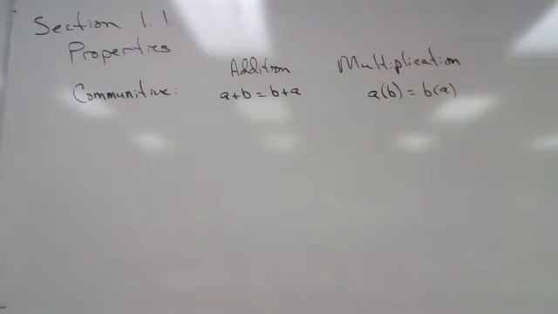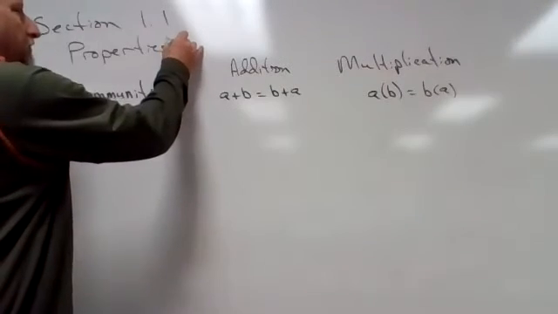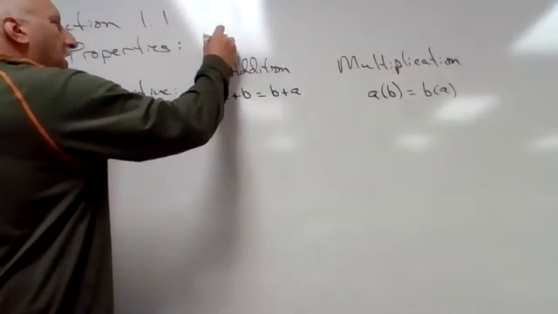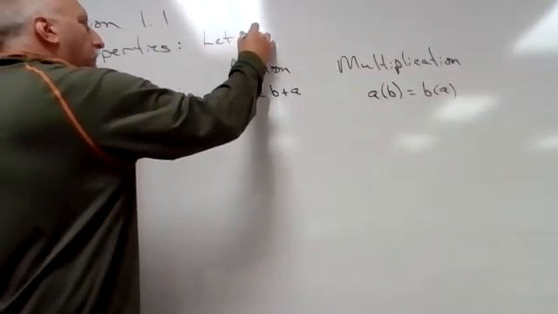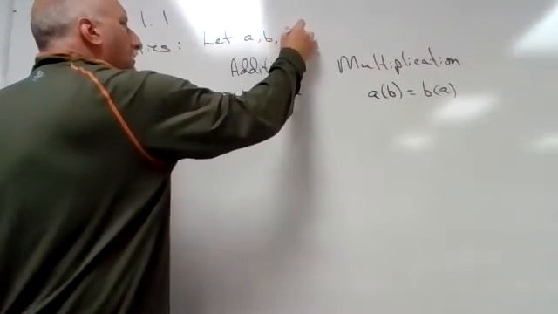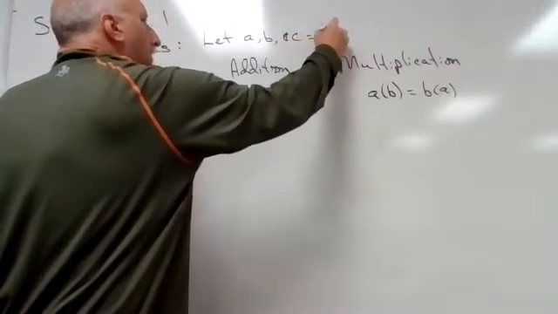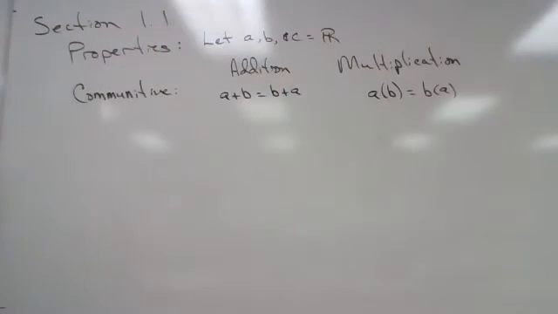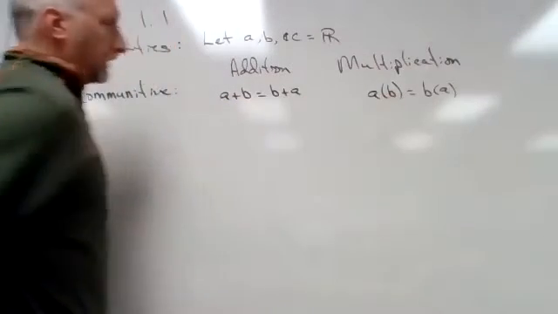The order doesn't matter. I should have started this off by saying we are going to begin with letters or numbers A, B, and C. We're going to consider them to be real numbers, all right? So we're talking about any real numbers that you can add or multiply together here.